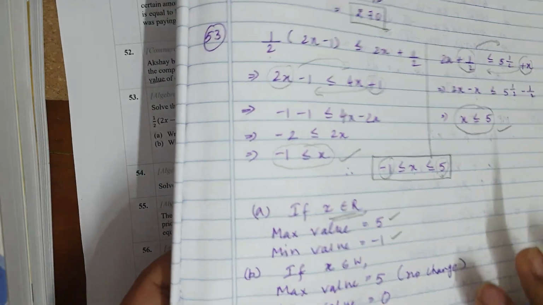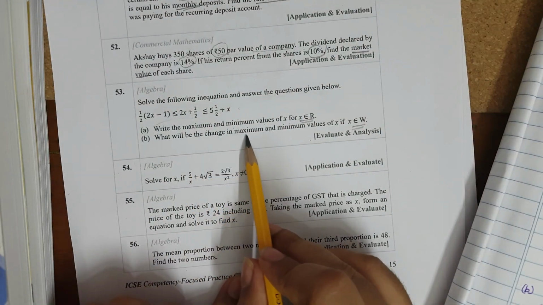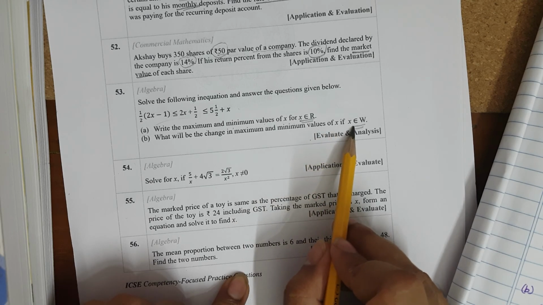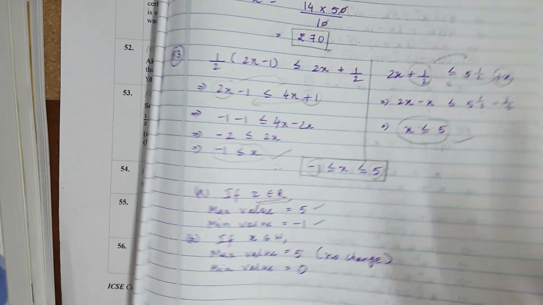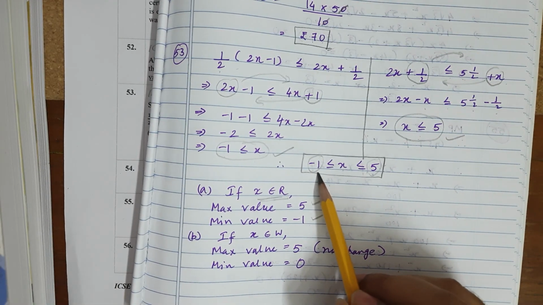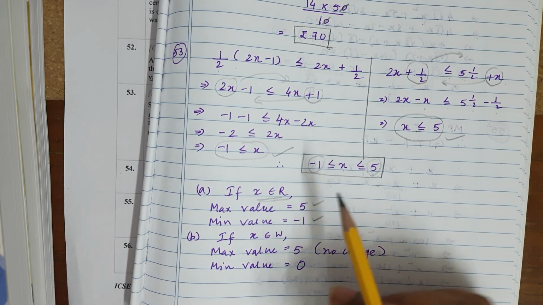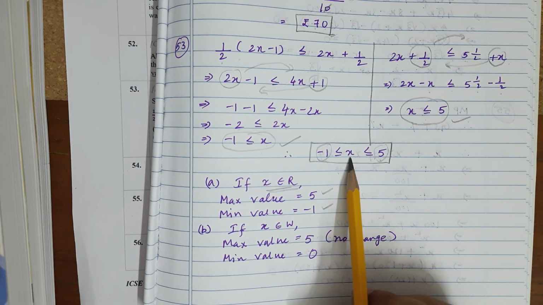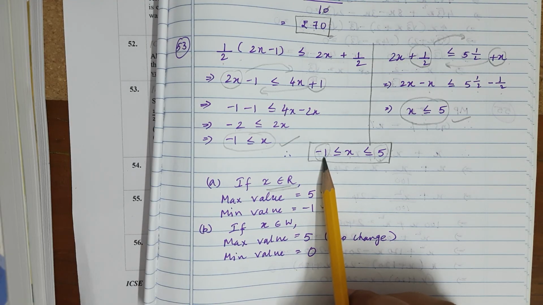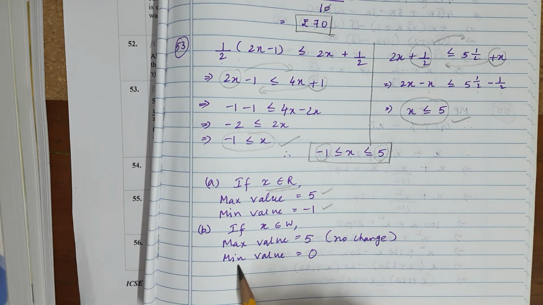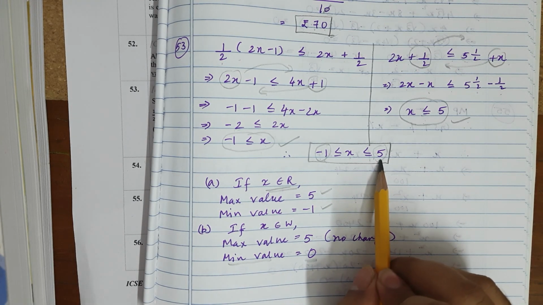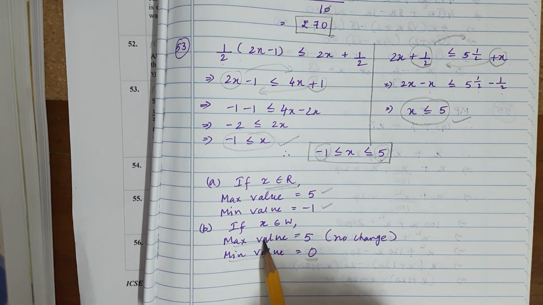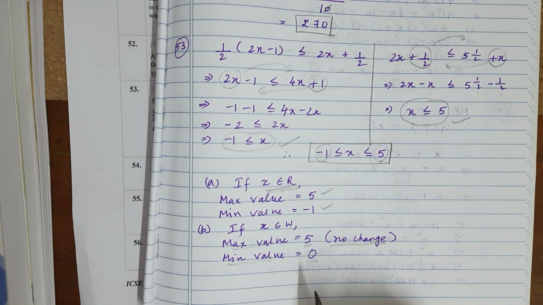But they're asking after that, what will be the change in maximum and minimum values of x if x belongs to whole numbers? Now, if I look at the range, minus 1 is not a whole number. So the smallest whole number, we know that it is 0. So when I'm saying x is greater than or equal to minus 1, the smallest whole number possible is 0. So minimum value will change to 0. But the maximum value 5 is a real number and a whole number. So the maximum value will remain 5 and there will be no change. So that we might need to specify.